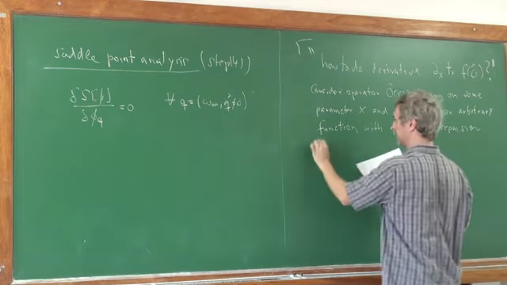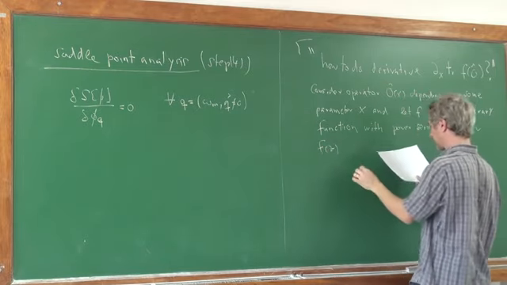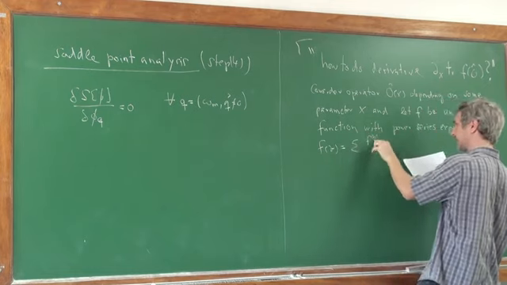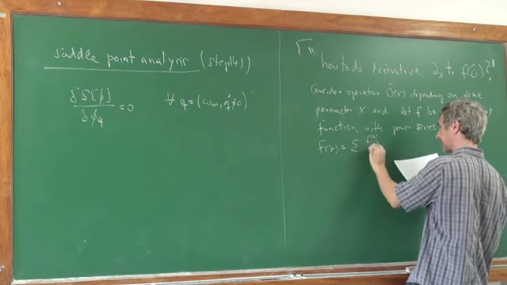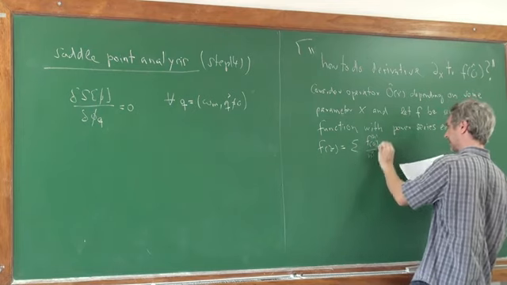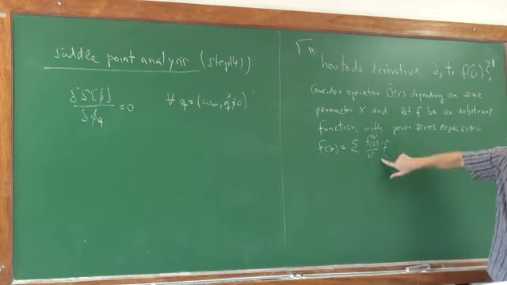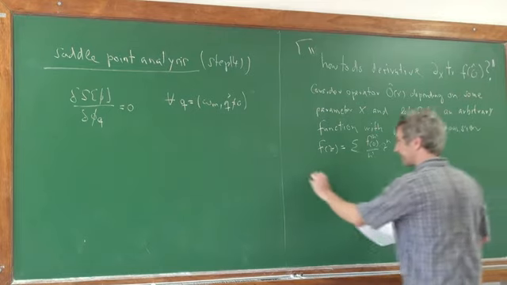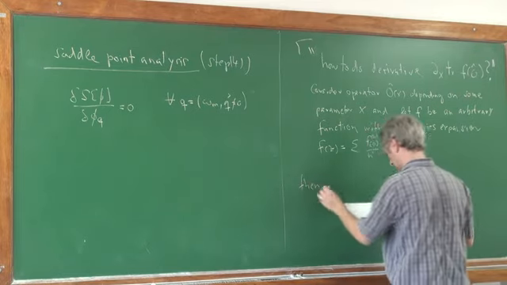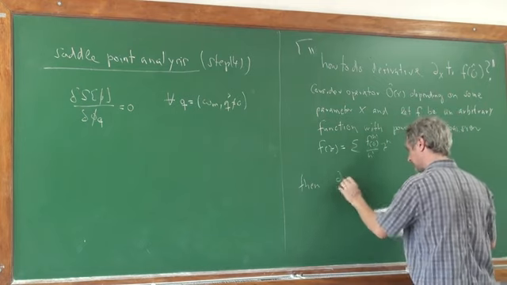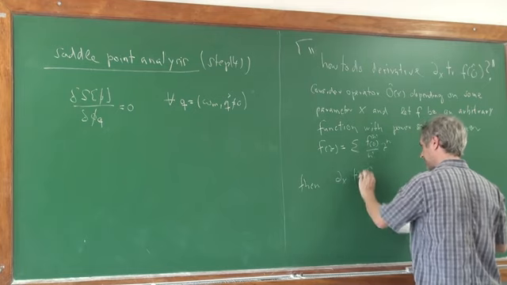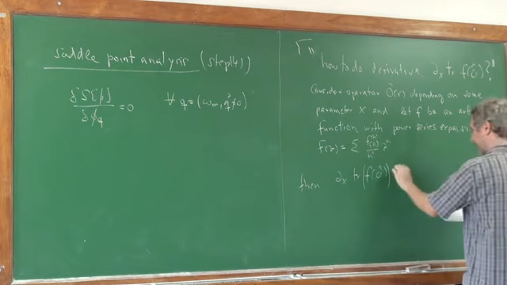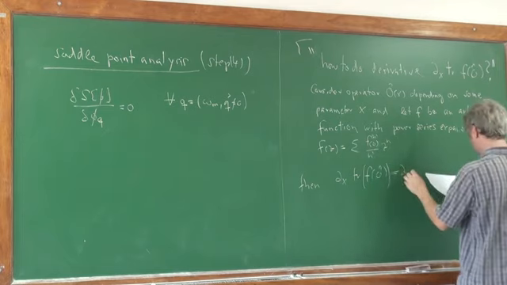So f of z, where z is now a normal number, not an operator, can be written as the sum of the nth derivative at zero, over n factorial, times z to the n. Okay, so this is just a normal Taylor expansion. So then you can write the derivative of the trace of f of O just in terms of this power series.